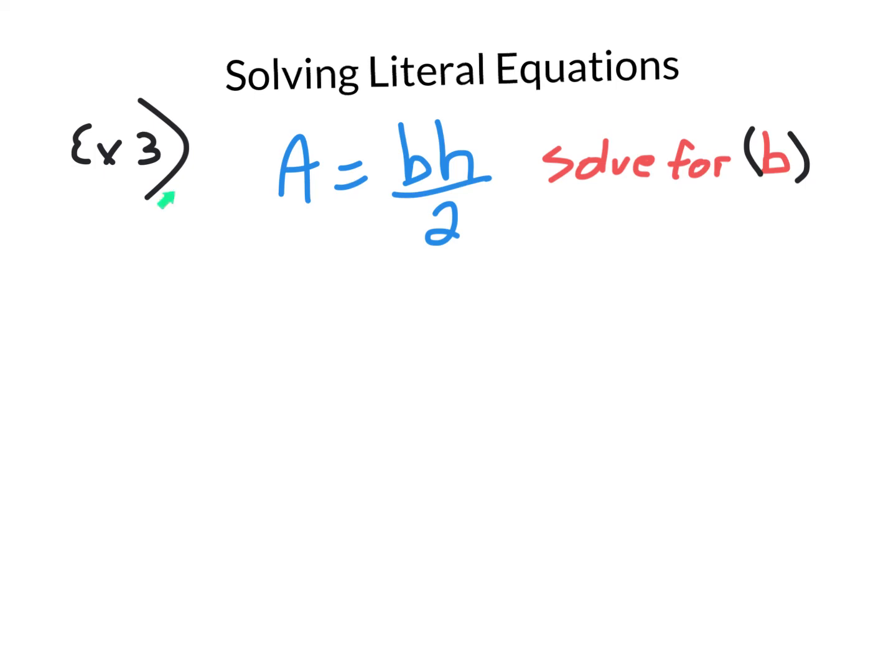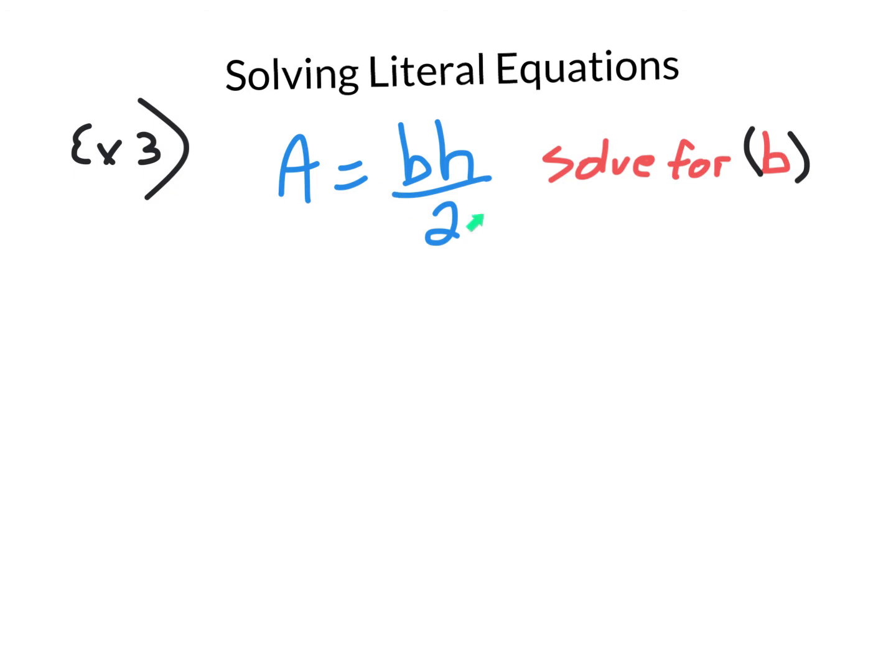This lesson is the third example of solving literal equations. In this example, our A, or our area, is equal to the base times the height divided by 2. This is actually how we solve the area of a triangle. But what we're going to do specifically for this one is solve for B. So it's like we know the area of the triangle, we know the height, so we can determine what the base of the triangle was from that information.